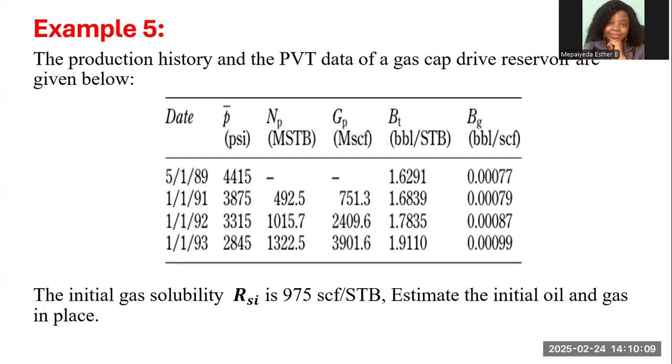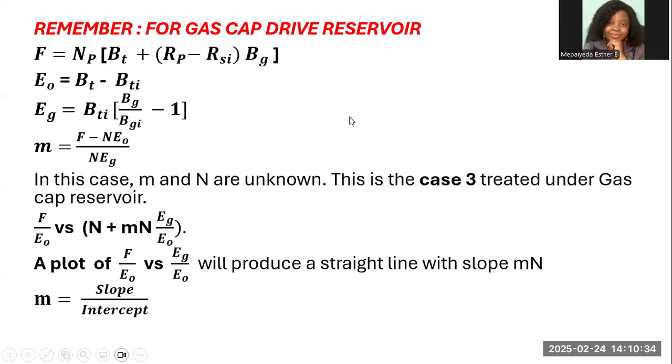So the initial gas solubility, RSI, is 975 scf per STB. This is your RSI. Estimate the initial oil and gas in place. So that's what we're going to be doing, the initial oil and the initial gas in place. Let's get right into it.